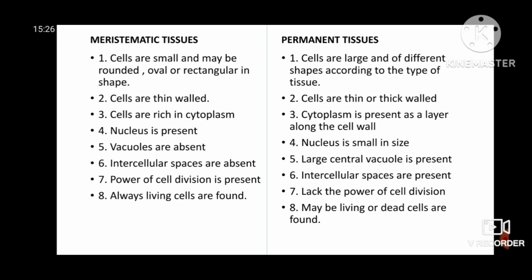Vacuoles are absent in meristematic tissue, whereas a large central vacuole is present in permanent tissue. Intercellular spaces are absent in meristematic tissues, but present in permanent tissue. The power of cell division is present in meristematic tissues, meaning they can divide, but permanent tissues lack the power of cell division and cannot divide. Always living cells are found in meristematic tissue, whereas living or dead cells may be found in permanent tissue.